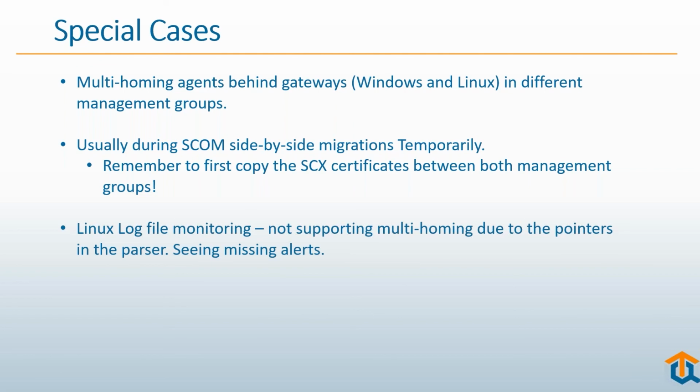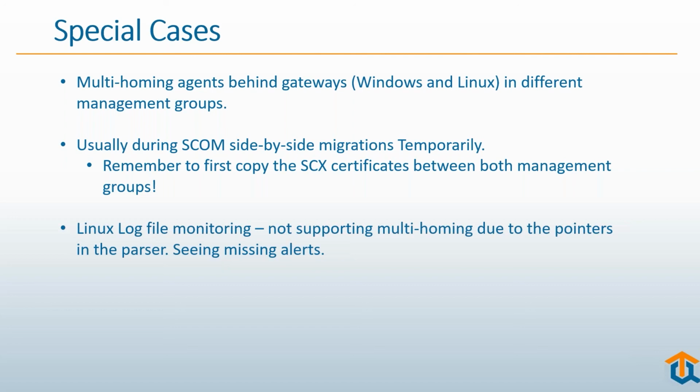There's a little caveat we ran into with some customers, or we experienced this ourselves. If you use multi-homing and you use log file monitoring, imagine you have a log file rule that monitors a Linux log file, like the system log, for example. The rule starts from one management group, processes it, and moves the pointer. And then the other one comes and moves the pointer again. So you're basically missing alerts on either of the management groups. So it's not supporting multi-homing in this case.